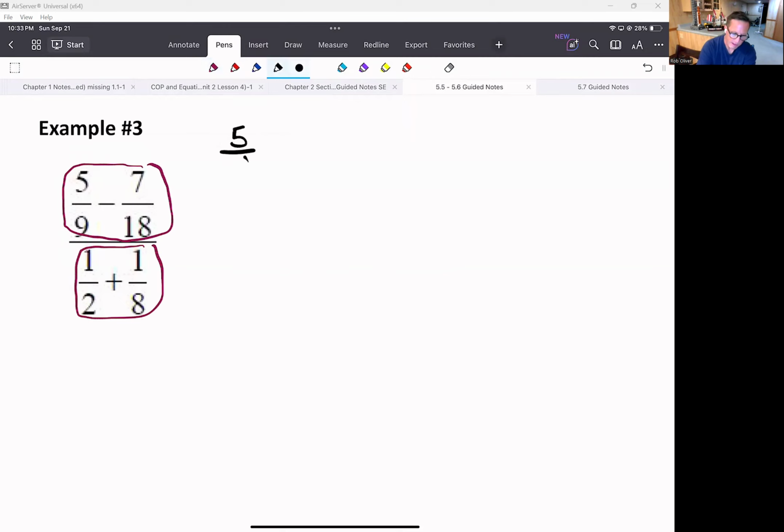So we got 5/9. I'm gonna write plus -7/18. Right there, the LCD is 18. This 18 is a multiple of itself, and 18 is a multiple of 9. Now 9 times 2 is 18, right? So I'm going to do 5 times 2, which is 10. 18 times 1 is 18, so I'm going to do -7 times 1, which is -7.